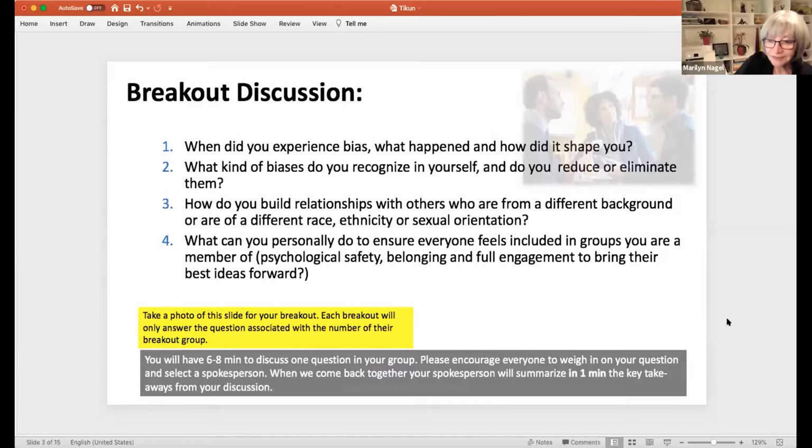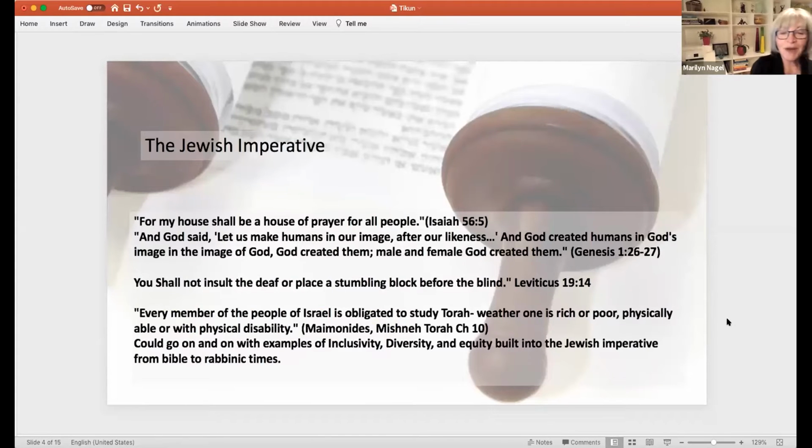Okay, group number 4? Was that group number 3? That was group number 3, right? Group number 4. Anybody want to read out from group number 4? How do you make sure others feel welcome, psychologically safe, a sense of belonging? Anyone? Okay, if not, we're going to move on. So I'm going to share my screen again, and turn it over to Rabbi Kramer.